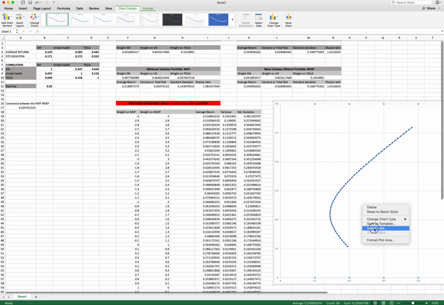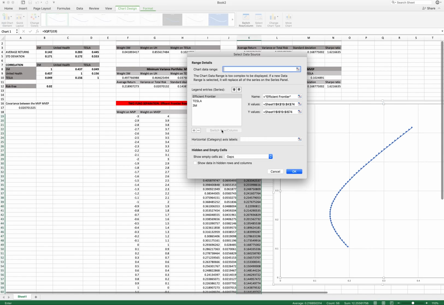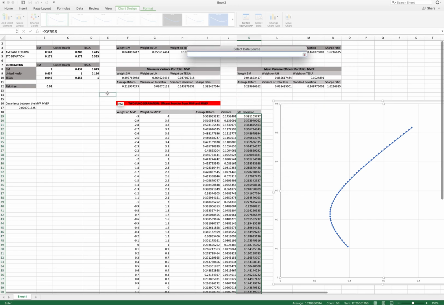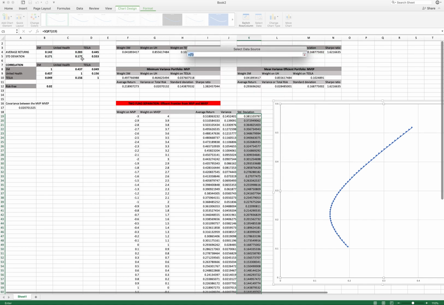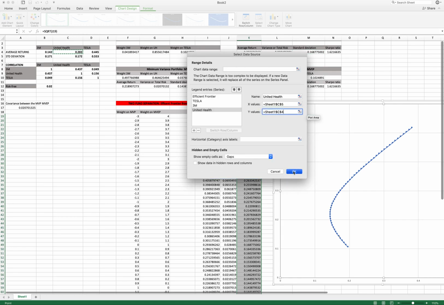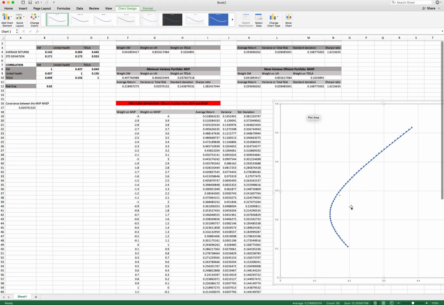And last, select data. We are going to do United Health, right? X is going to be standard deviation, and Y is going to be United Health average returns. That's that. Okay, where is it? Oh, it's here, inside. Good.